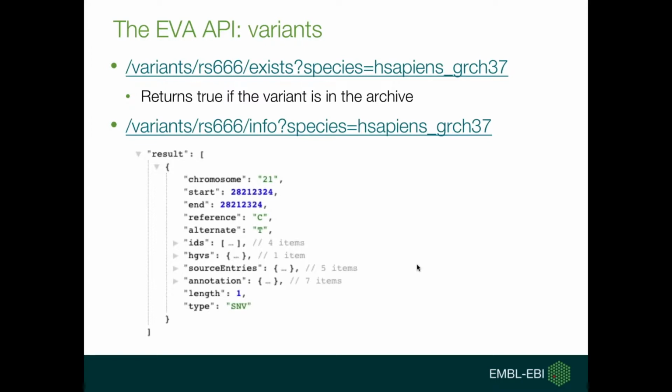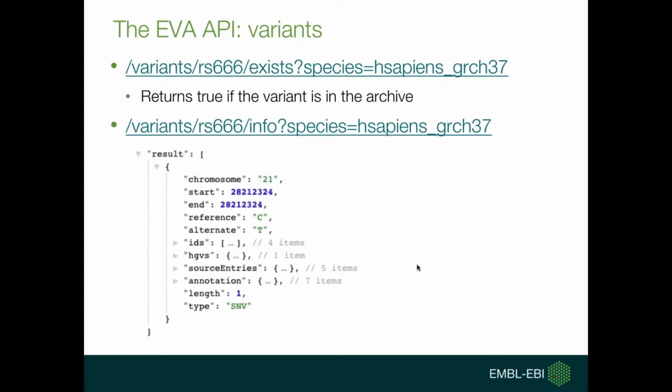So we can see that the variant coordinates are returned, also the alleles, and a list of IDs containing the RSID, but also SSIDs and any other ID provided by the submitter. Typically, we will see a genomic HGVS and a list of source entries. Each source entry is the information that we have for a variant for a particular study. So if a variant is in 5 different studies, we will get 5 different source entries, like in this example.